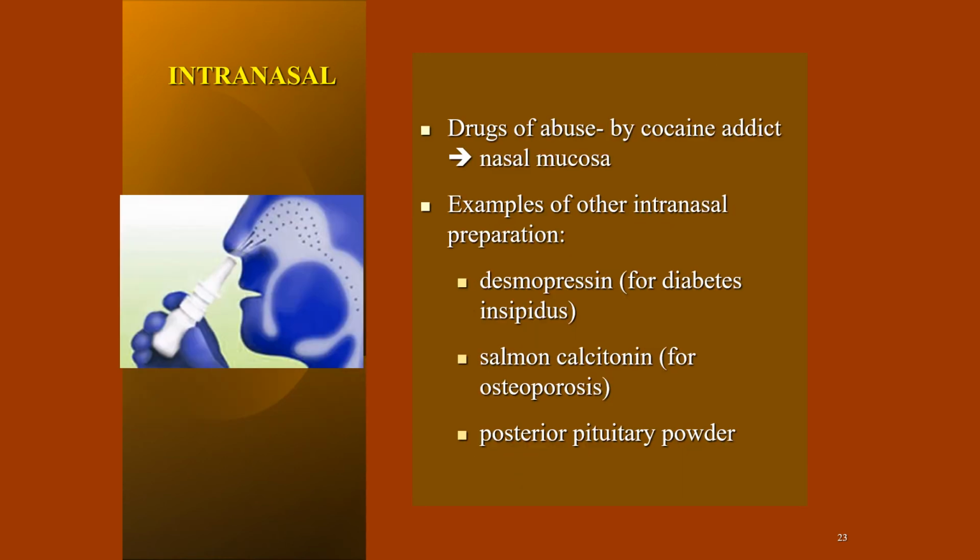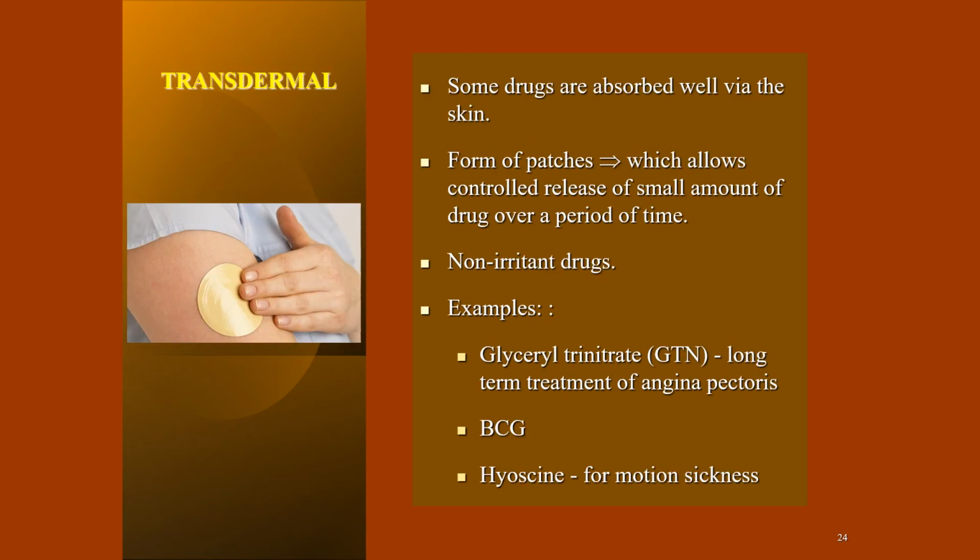Intranasal. This is commonly used by drug addicts. Okay, they use it to get the cocaine inside the systemic circulation. Transdermal. Some drugs are absorbed well via the skin, right? So the preparation of transdermal drug is normally in the form of patches, right? So we use it for non-irritant drugs only. Okay, example of drug is GTN.